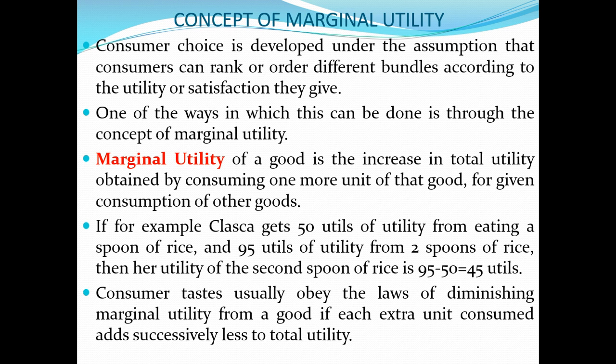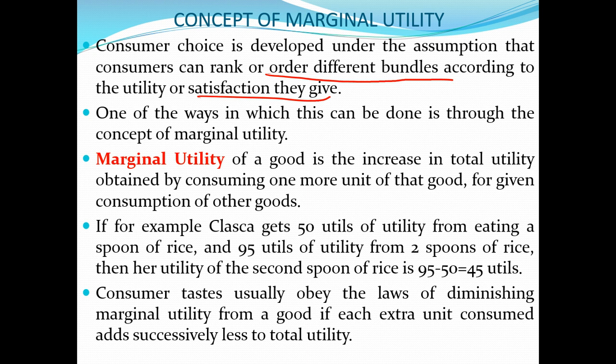So what we know is that consumers basically aim at utility maximization, but this thing called utility can be ranked. Consumers can try to say, from the consumption of this commodity I derive this much utility, from the consumption of this commodity I derive this much utility. So consumers try to order these different bundles according to the utility or satisfaction that they give.